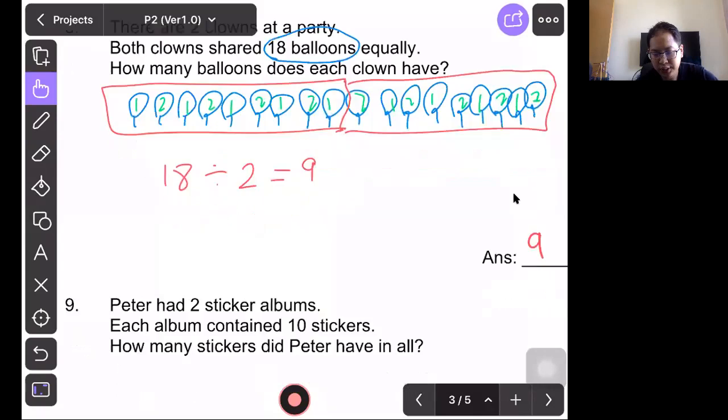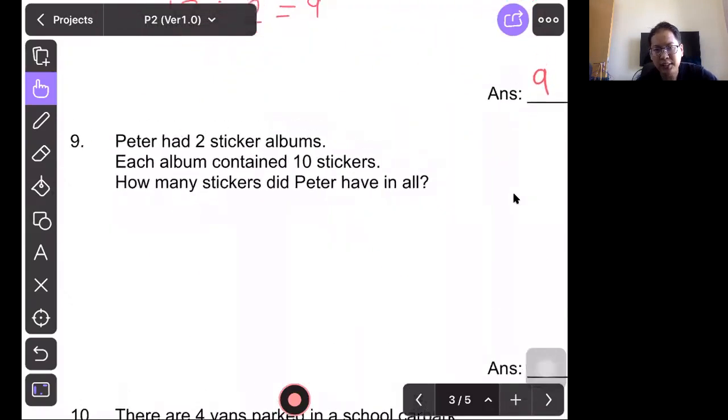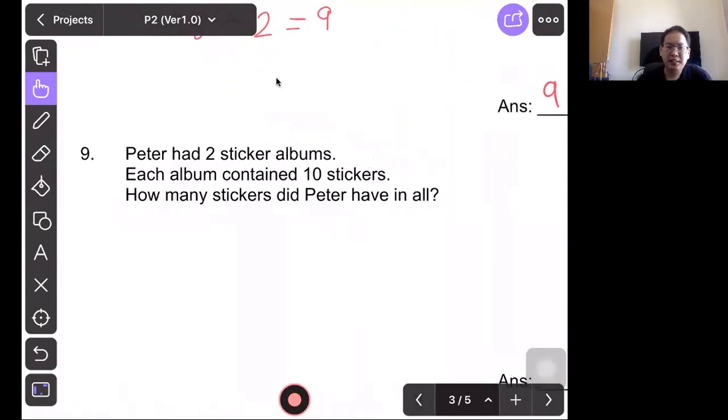Next question, question 9. It says, Peter had 2 sticker albums. Each album contained 10 stickers. How many stickers did Peter have in all? Okay, take 1 minute to work out.